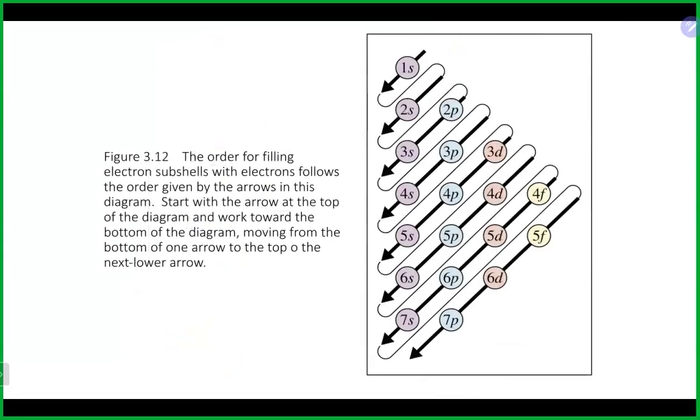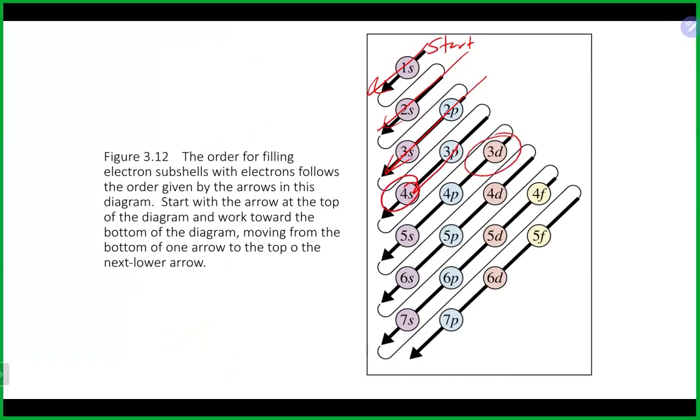Here is the order at which the electrons go in, and you can kind of zigzag back and forth. You always start up here, and you just keep filling until you're done putting your electrons in, basically. And as you can see, you go from 3p to 4s and back to 3d.